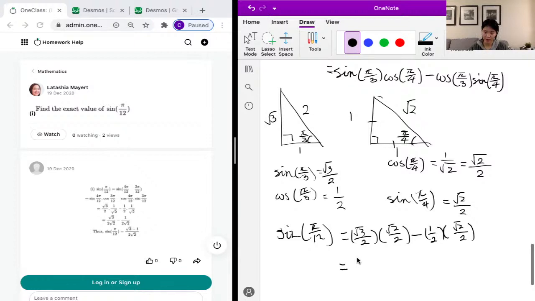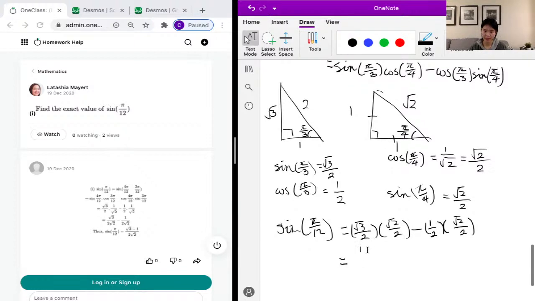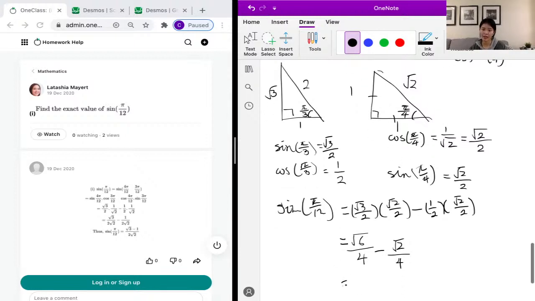So first, on the numerator, we have root 3 times root 2, which is root 6. On the denominator, we have 2 times 2, which is 4. And here on the second term multiplied together, on the numerator, we have 1 times root 2, which is root 2. On the denominator, we have 2 times 2, which is 4. So here we have root 6 minus root 2 over 4, and that is our final answer of sine of pi over 12.